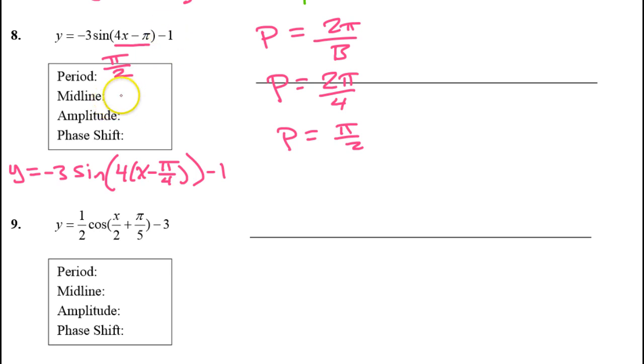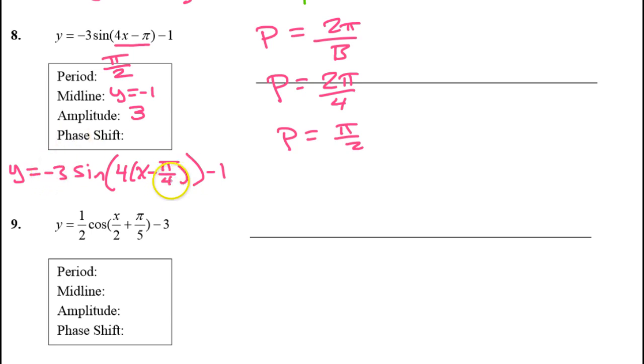The midline is going to be y equals -1 because of the -1 on the end. Don't forget the y equals part. It's the equation of a horizontal line. The amplitude is going to be 3 because of this a value in the front. But the amplitude is always positive, so don't put -3.